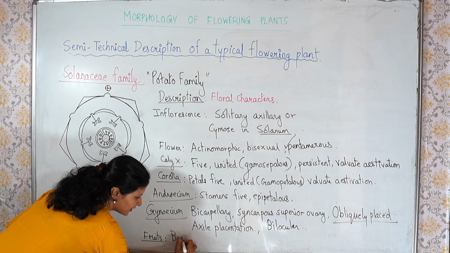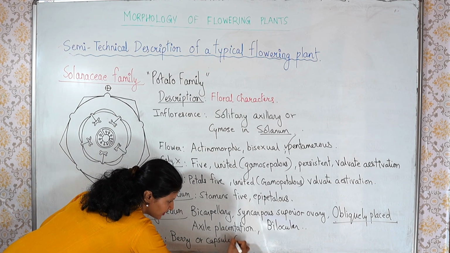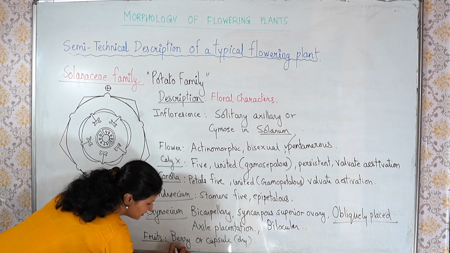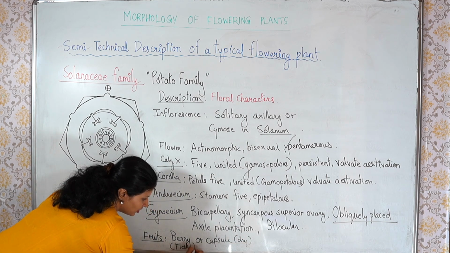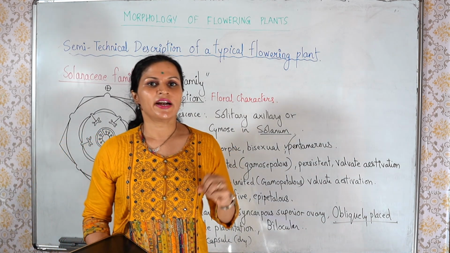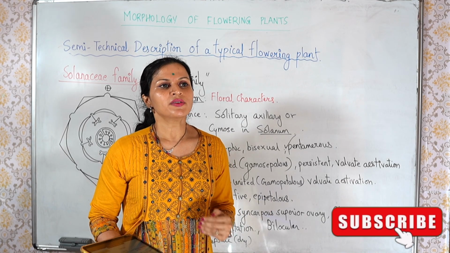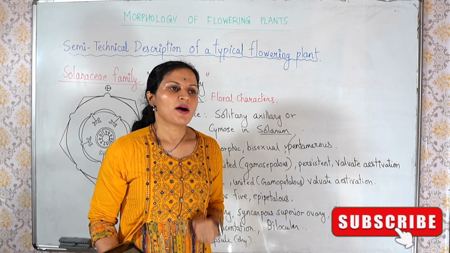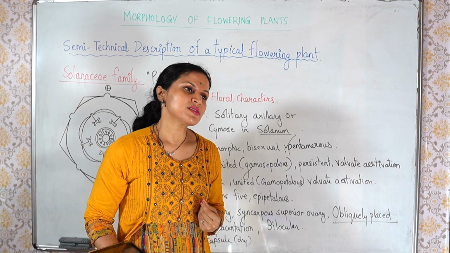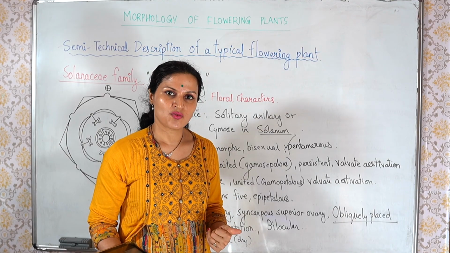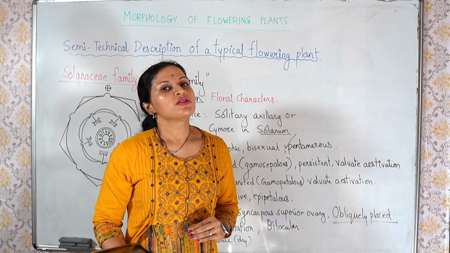Next. Fruits are berry or capsule. Capsule is a type of a dry fruit and berry is a type of fleshy fruit. You have learned about drupe, no? With a hard stony endocarp. Berries are fruits with a membranous endocarp. For example, capsicum, a membranous endocarp, or a chili or a tomato, membranous endocarps. These are called berries.